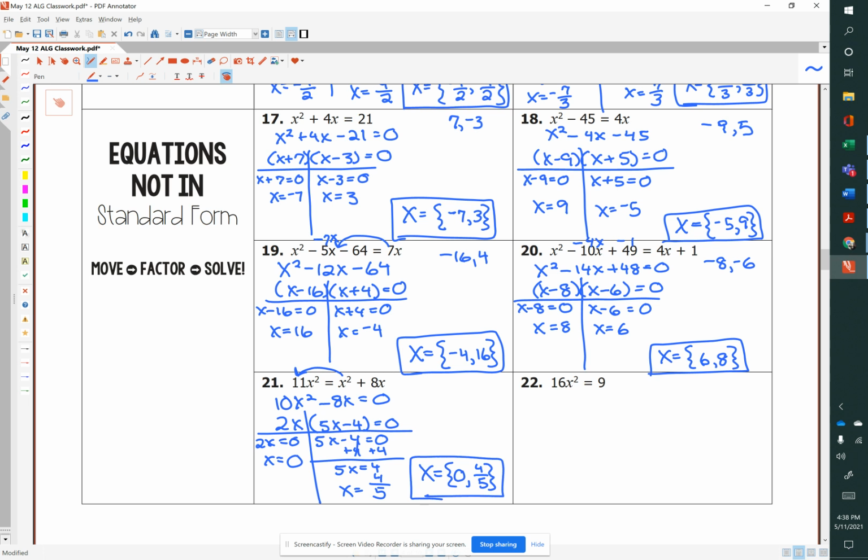And finally, number 22. I'm pretty sure we're going to have some fractions here. So let's move the 9 over. That would give us 16x squared minus 9 equals 0. And we can factor that difference of squares. So that's 4x plus 3, 4x minus 3 equals 0. So let's solve each one of those factors.